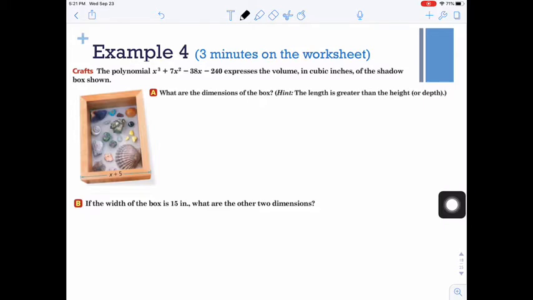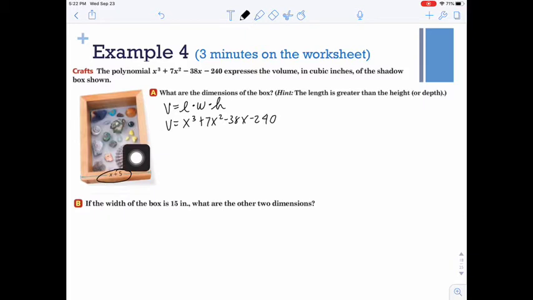So notice they've shown us on the picture that we have a side length of x plus 5. If we know the volume is length times width times height, and we have a side length of x plus 5, we know that x plus 5 has to be a factor of the volume. This means that x plus 5 has to divide x cubed plus 7x squared minus 38x minus 240. So we can use synthetic division to find what the quotient will be when we divide.